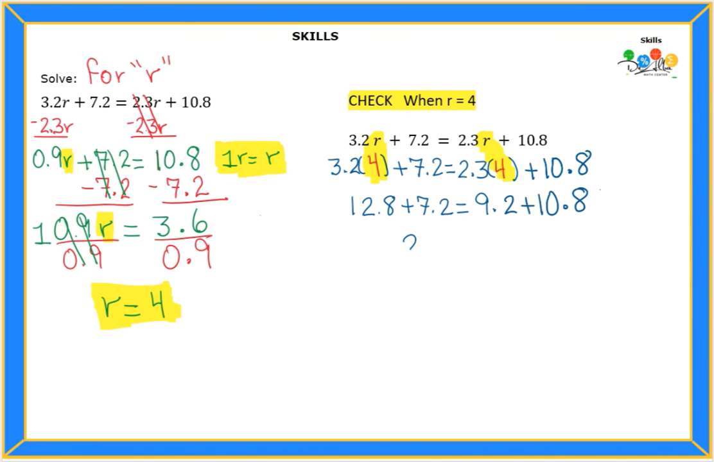Okay, let's add them up. And on the left, I get a 20. And on the right, I also get a 20. So if I get the same value on both sides of the equation, then that means that r equals 4. It is actually my answer.